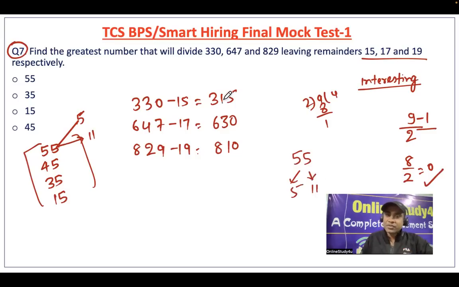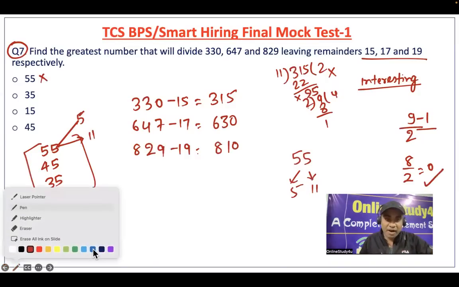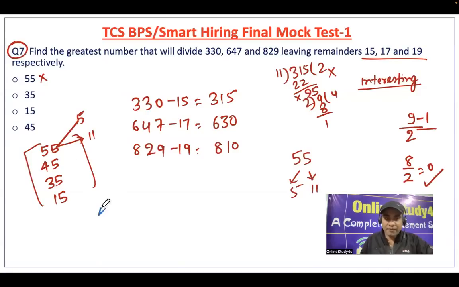Now, 315 will not be divisible by 11. 11 2s are 22, 11 minus 2 is 9, and 5. So it will not be divisible by 11. So 55 will not be your answer. Now, let us move towards 45. If a number is divisible by 45, it will be divisible by 5 and 9, because 5 and 9 are the factors.